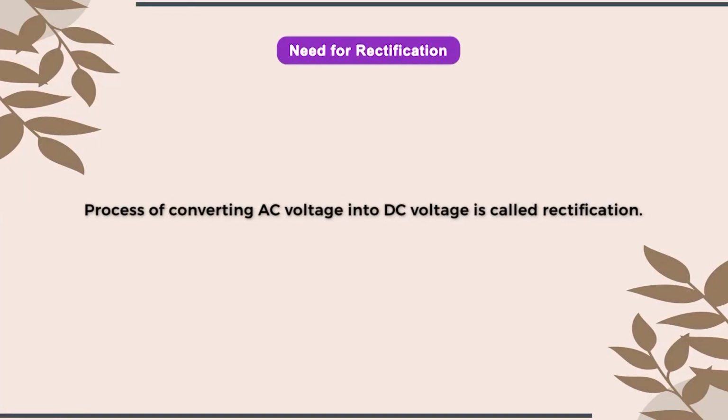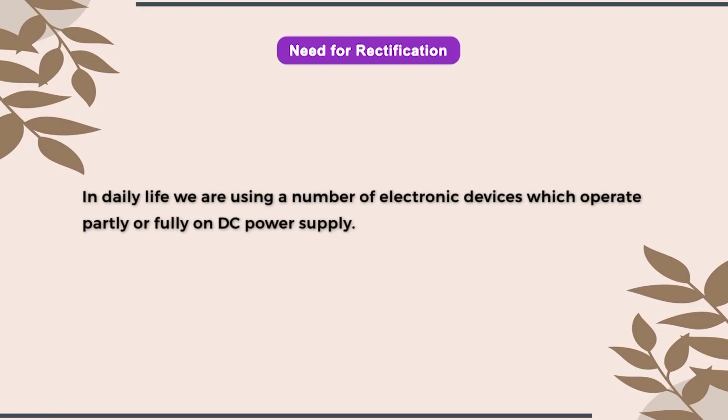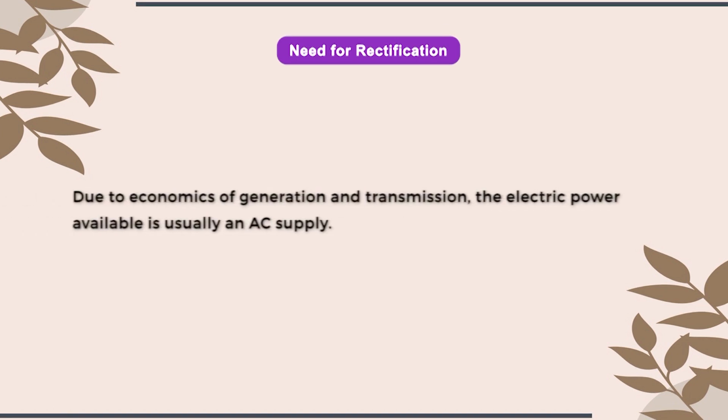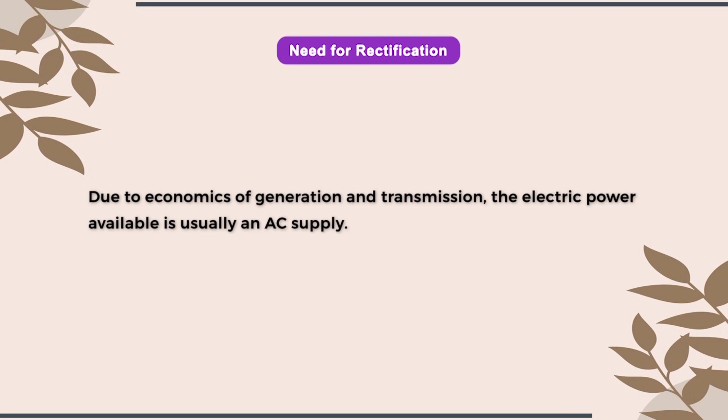Process of converting AC voltage into DC voltage is called rectification. A DC supply is an important element of any electronic circuit. In daily life, we are using a number of electronic devices which operate partly or fully on DC power supply. Due to economics of generation and transmission, the electric power available is usually an AC supply.